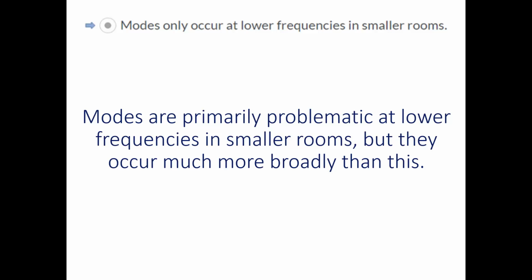But the reason why this one is false is that modes are primarily problematic at lower frequencies in smaller rooms, but they occur much more broadly than this. So modes are occurring at all frequencies in rooms of all sizes. They occur in everything, like we saw with the Chladni plates or the string. Vibration modes are all around us. They occur at all frequencies and in all different sizes of rooms. It's just that they're more problematic at lower frequencies in smaller rooms if you don't get the room dimension ratios right. So that's why that one's false.